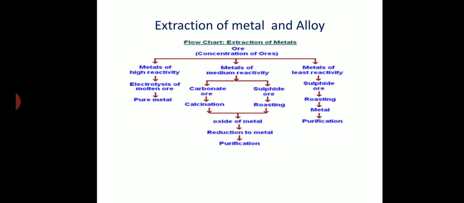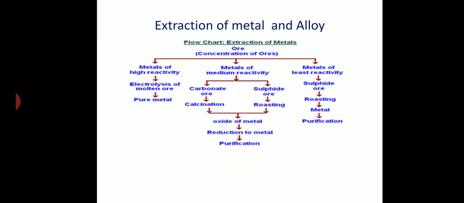So in the metallurgical process, highly reactive metals are obtained by electrolytic reduction. Moderately reactive metals are obtained first by calcination, which is used to convert carbonate ore to oxide ore, then reduction with a suitable reducing agent. If the ore is a sulphide ore, it is converted to oxide ore through the roasting process, then reduced to metal using a suitable reducing agent.